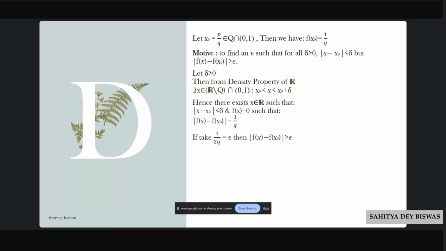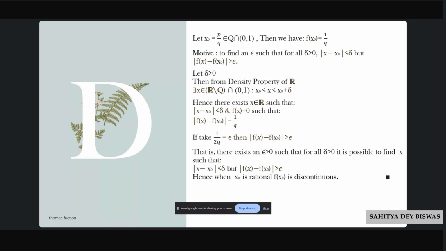Now, if I take epsilon as 1 by 2q, then mod of f x minus f x0 is greater than epsilon. So there exists an epsilon greater than 0 such that for all delta greater than 0, it is possible to find an x such that mod of x minus x0 is less than delta, but mod of f x minus f x0 is greater than epsilon. Since x0 is an arbitrary rational number, I can say that the function is discontinuous at all its rational points.